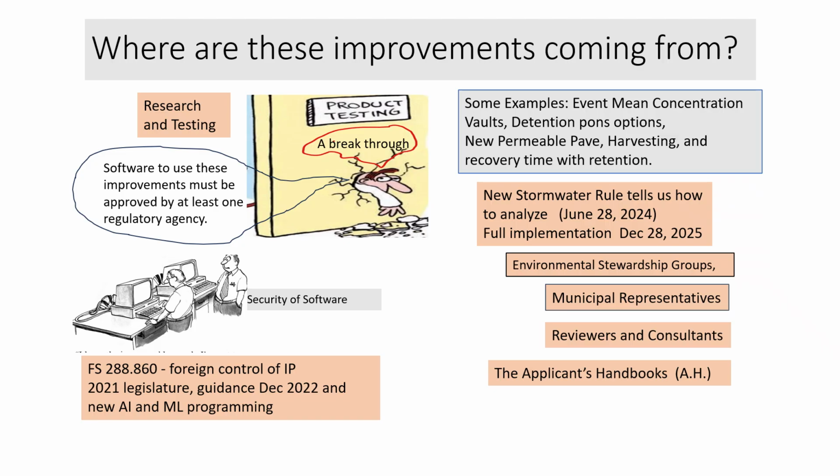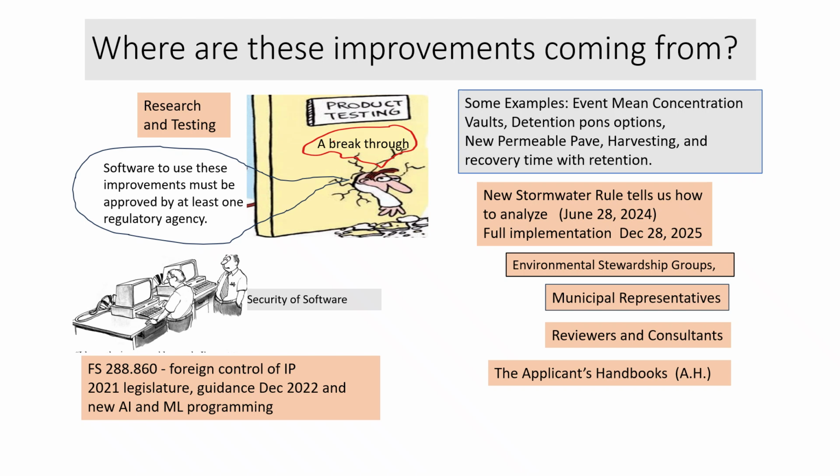The significant improvements we're seeing in our understanding of water quality control for stormwater management come from a diverse set of sources. A major driving force is continuous research and testing of both new ideas and products, complemented by the invaluable input from expert reviewers and consultants. Regulations also play a critical role, as evidenced by the new Stormwater Rule, which became effective on June 28, 2024, with full implementation slated for December 28, 2025. This rule represents a breakthrough in how we approach and analyze stormwater issues.